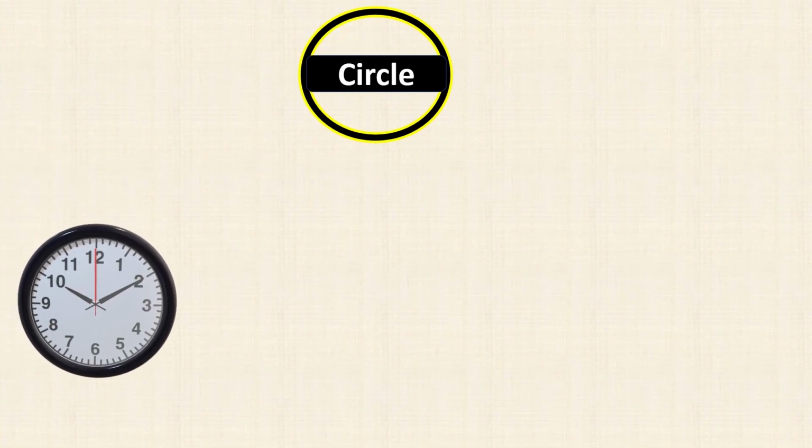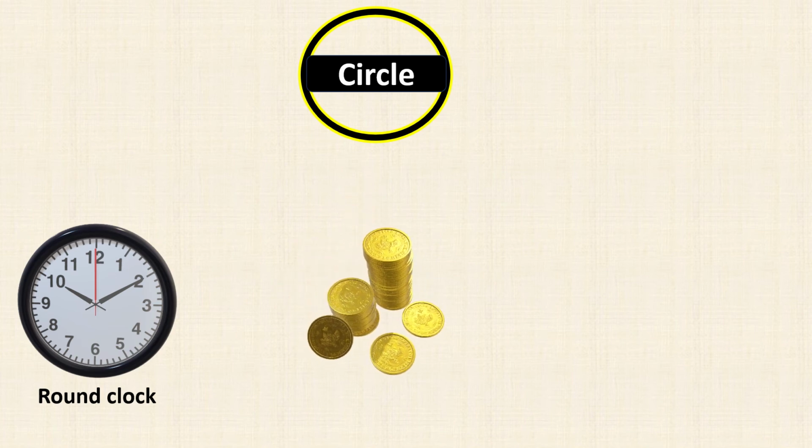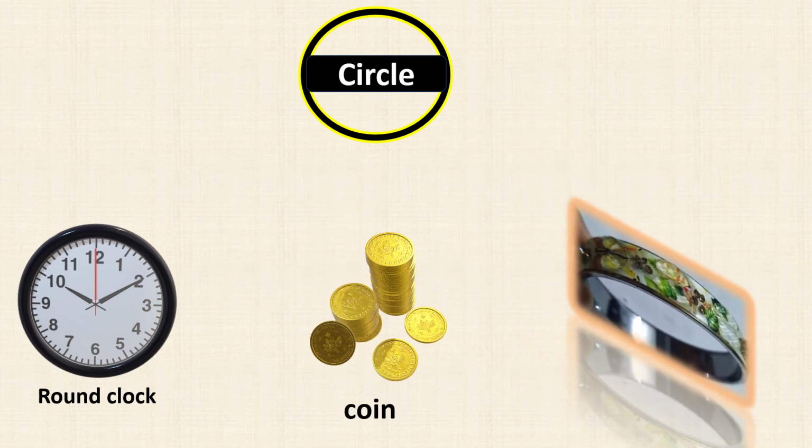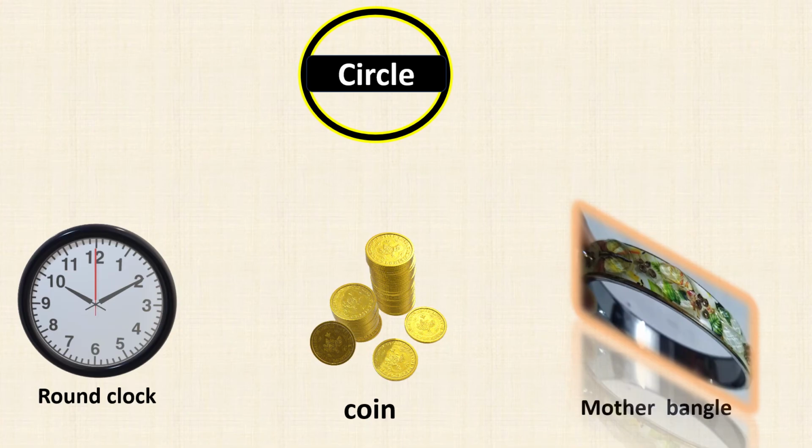But here also, some examples: a clock, which is at your home. If it is a round shape, it's called a circle. Next one is a coin, which is in your pocket. Next one is a bangle, a mother's bangle or mama's bangle. It also looks so round. Okay.